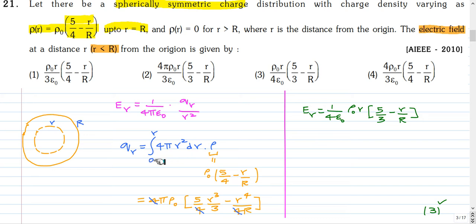So this is the total charge of the spherical shell, and to get the total charge inside radius r, you have to integrate from 0 to r, and the expression for rho is given in the question. Doing the simple integration we get the expression for Q_r, and using that in the first expression we get the electric field as 1 by 4 epsilon naught into rho naught into r into (5/3 minus r/R). The correct option is option 3.